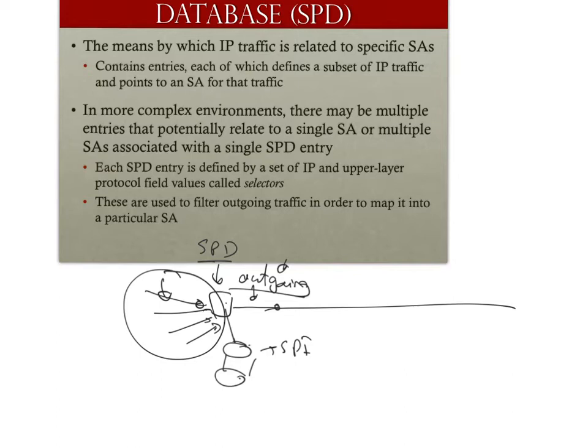So in all cases, traffic that is coming in has to fulfill one rule. Otherwise, it's going to be discarded. And we'll see this.